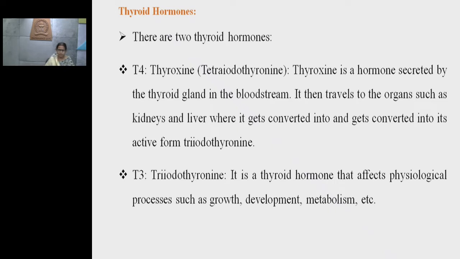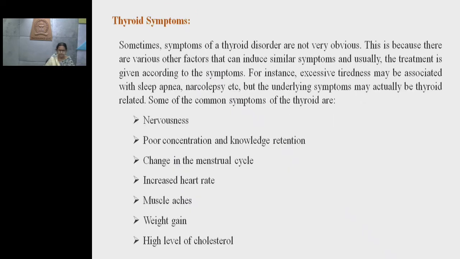There are two thyroid hormones. T4, that is thyroxine, that is tetraiodothyronine. Thyroxine is a hormone secreted by the thyroid gland into the blood. It then travels to organs such as kidneys and liver, and gets converted into the active form, that is triiodothyronine. Then the second hormone, that is T3 hormone or triiodothyronine. It is a thyroid hormone that affects physiological processes such as growth, development, and metabolism, etc.